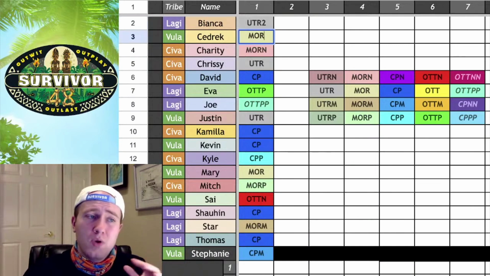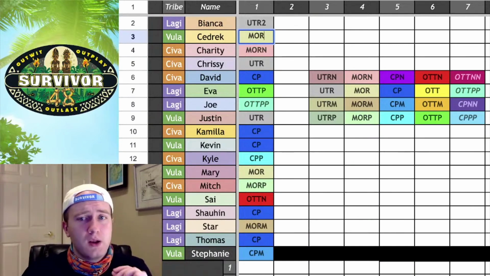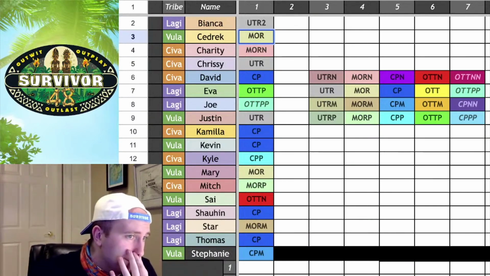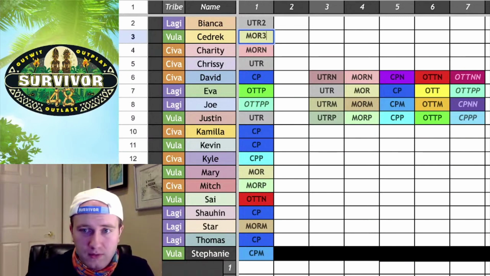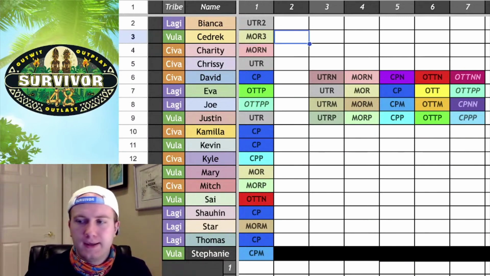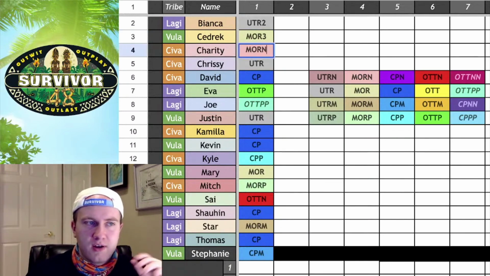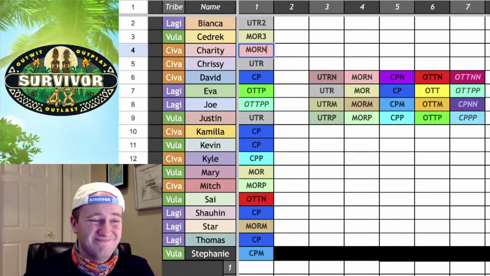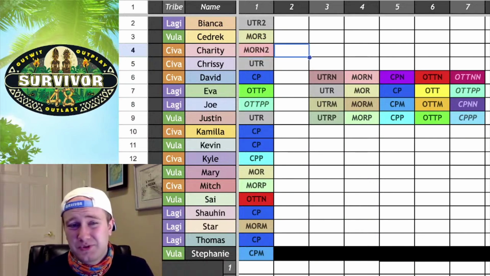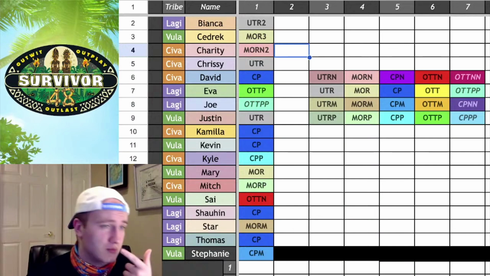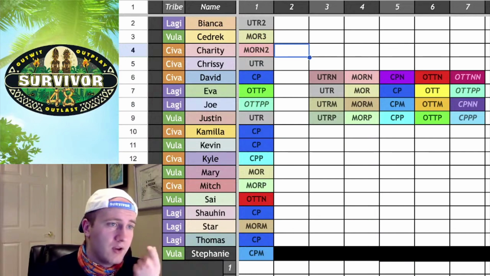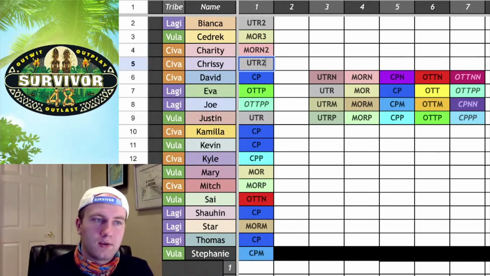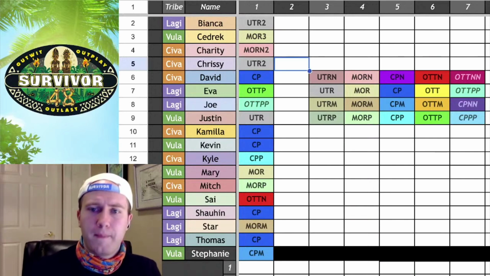Cedric, middle of the road. We saw quite a bit of Cedric. I do think middle of the road edit, but I'm feeling at least a 3. Middle of the road 3 probably on Cedric. Charity, middle of the road negative. I'm feeling a 2. We saw less of Charity than Cedric, that's for sure. So middle of the road negative 2 is my opinion there. Chrissy, under the radar. We'll go under the radar 2, right?